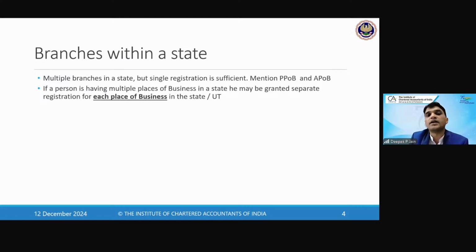If a person is having multiple places of business in a state, he may be granted separate registration for each place of business in the state or union territory. Okay. If you're having multiple places of business, then you may get separate registration for each place of business. The key word here is each place of business.